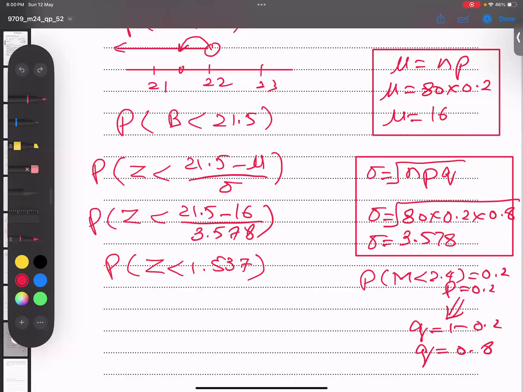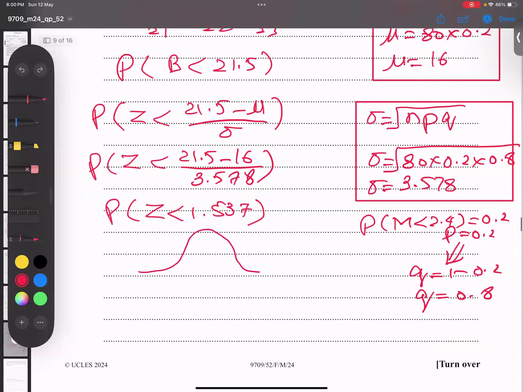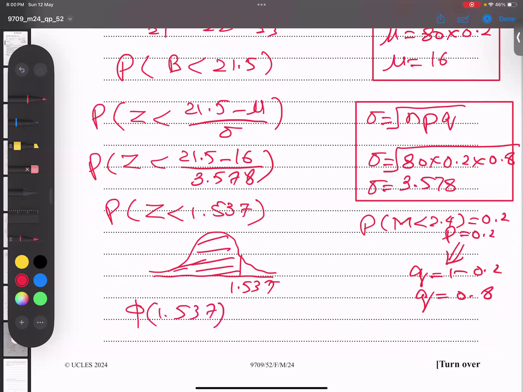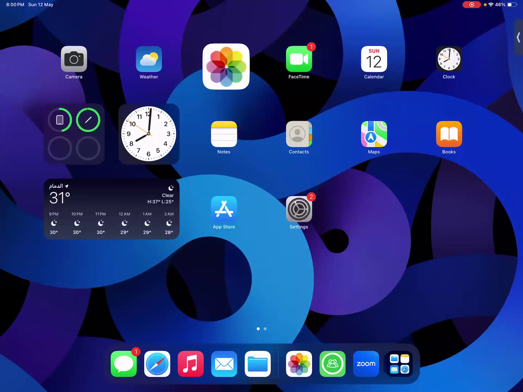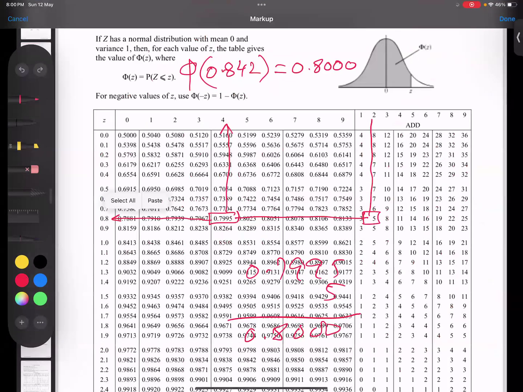I got it. Now, students, how to do it? I will make a bell shape, and you know it very well. It is a positive value, 1.537 coming here. How to read it? Less than means this portion, and this portion means phi of 1.537. So let me check what is the number, 1.537.